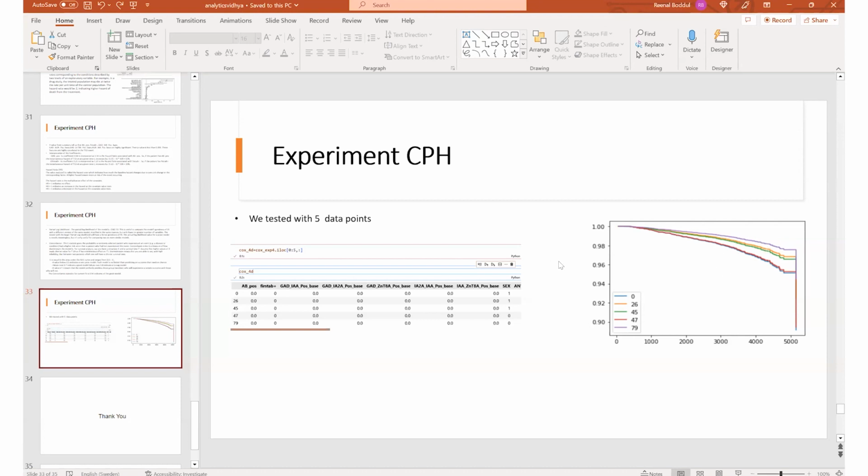So this is about the experiment, and this is about the data, and this is about the short webinar which I wanted to give.